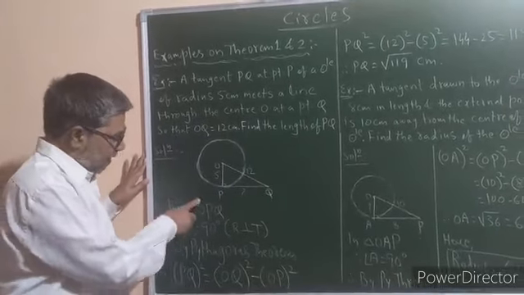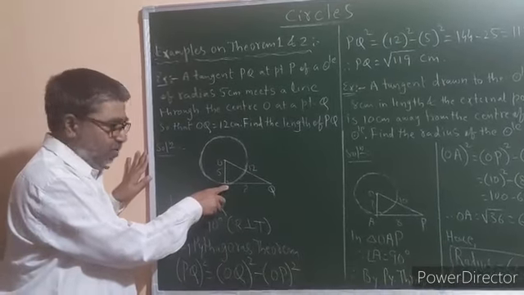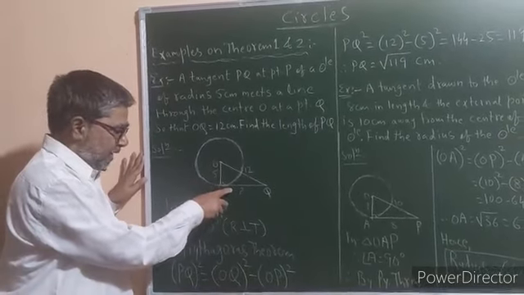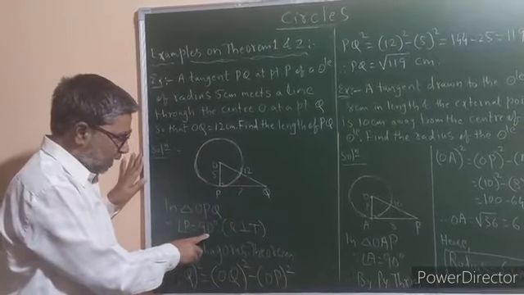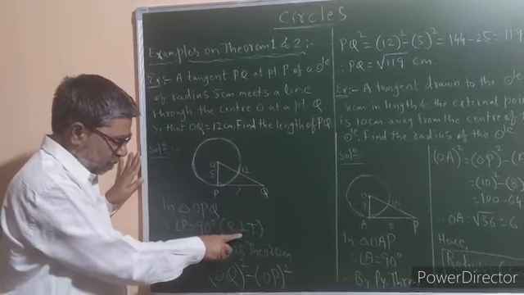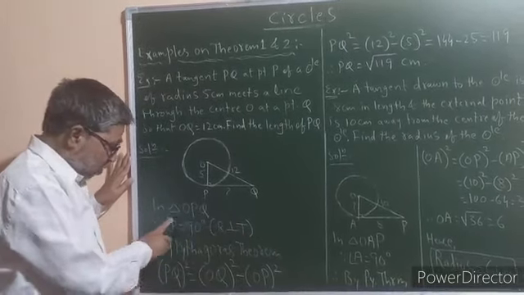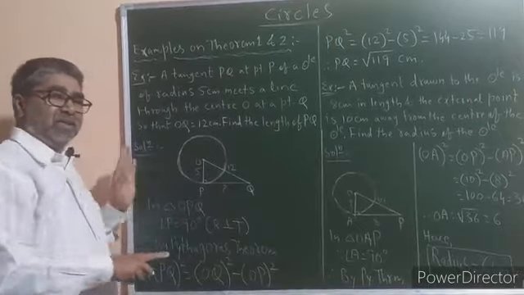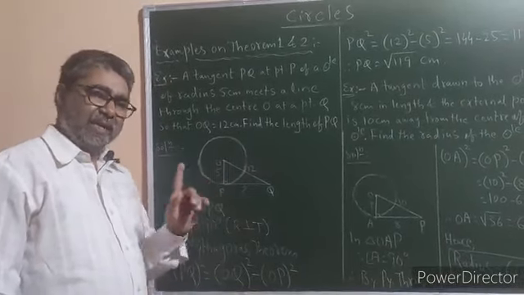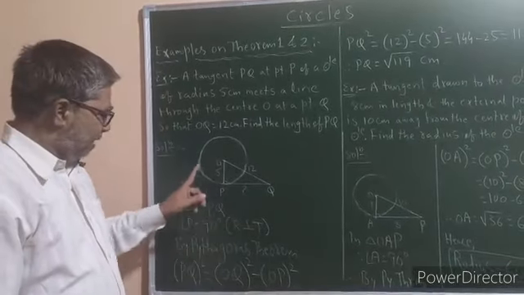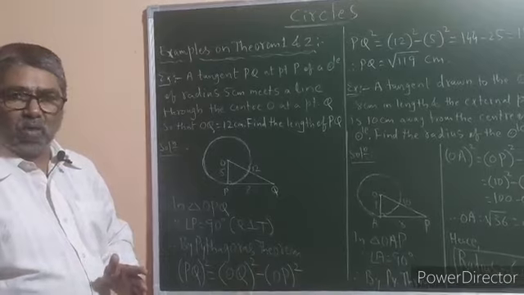Now in this triangle OPQ, we know that angle P is 90 degrees because radius and the tangent are perpendicular to one another. So angle P is equal to 90 degrees because radius is perpendicular to tangent. This is from theorem number 1. So if one of the angles of a triangle is 90 degrees, then the triangle must be a right angle triangle, and if the triangle is a right angle triangle, then obviously we have to apply Pythagoras theorem.